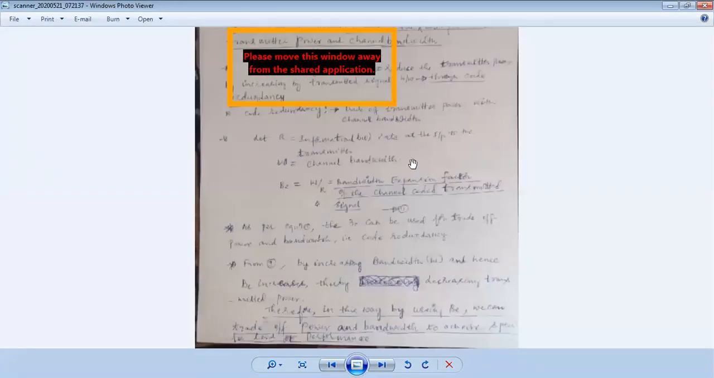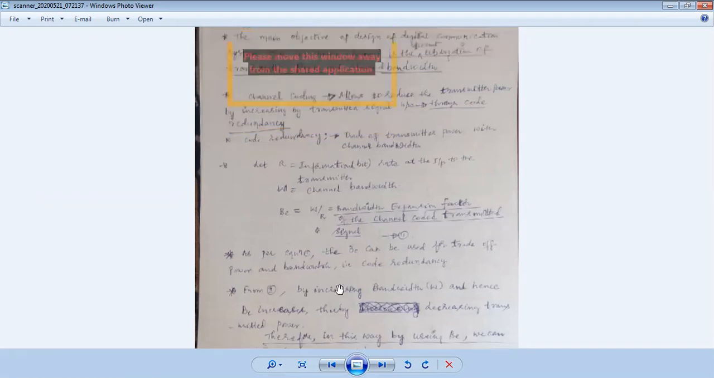Basically, this is the channel. In this channel, maybe one signal can pass, or some other signal can also pass. How are we going to use the bandwidth efficiently? So B_E can be used for the trade-off between bandwidth and transmitted power. This determines how best we are using the channel and how best we are using the rate at which the information is transferred.